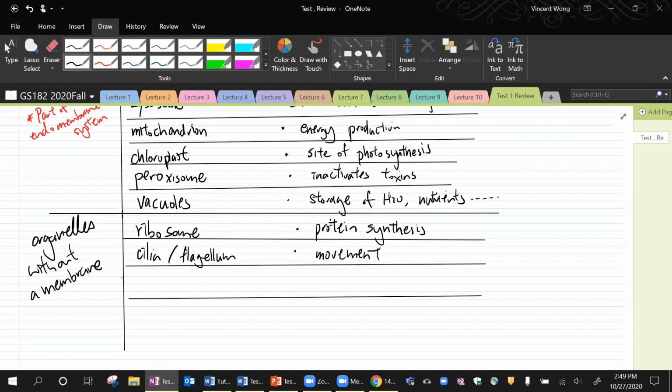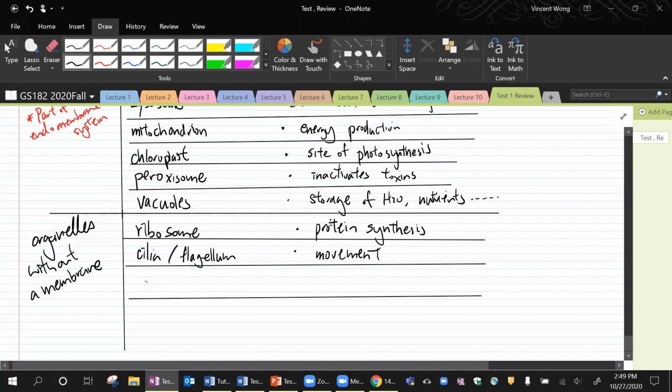So I have a question. Yeah. So it's like lysosomes come from the Golgi body, right? So can lysosome come from the... Yeah. So that's part of the endomembrane system. Yeah. Okay. So Samin says centrioles. Yeah, that's the one I was looking for.